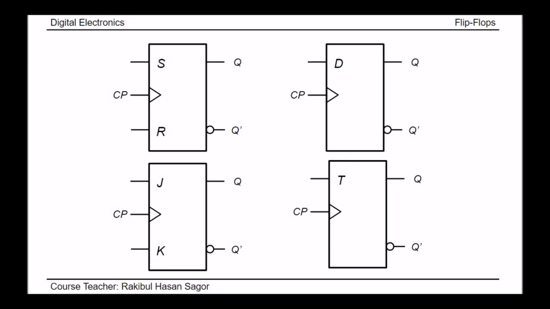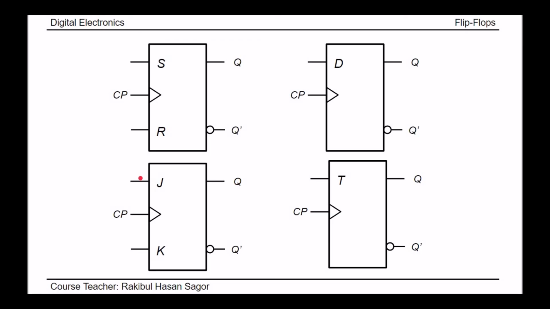Now let me summarize the output for different inputs for each flip-flop case. For the SR flip-flop, S equal to 1 means set equal to 1, so the output will be set. S equal to 1, R equal to 0, the output will be set, that means Q will be 1. S equal to 0, R equal to 1, output will be reset, Q will be equal to 0. S equal to 0, R equal to 0, output will be the same as the previous output. And for S equal to 1, R equal to 1, the output is invalid.